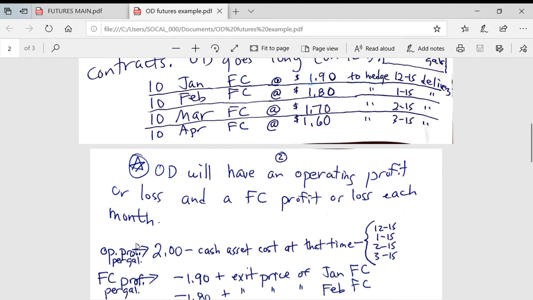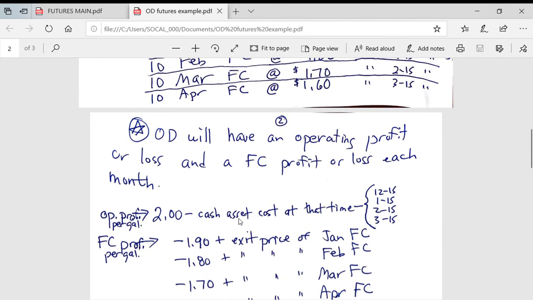Now I'm using the word profit. Of course, it's not really profit. We haven't considered fixed costs, etc. So we'll just use the profit in a general lay term here. It's some sort of a contribution to fixed costs and profits, to be more precise. So that's the operating profit. $2 minus whatever the spot price or cash asset price is at the time of purchase in the spot market on the same day the delivery occurs, those dates here.